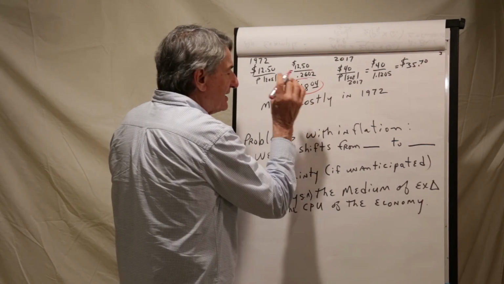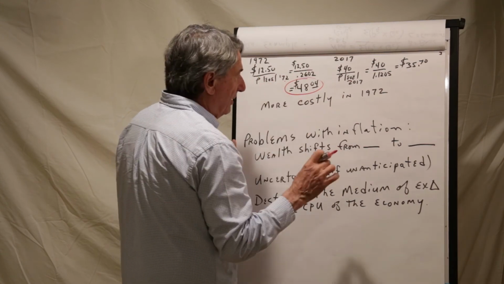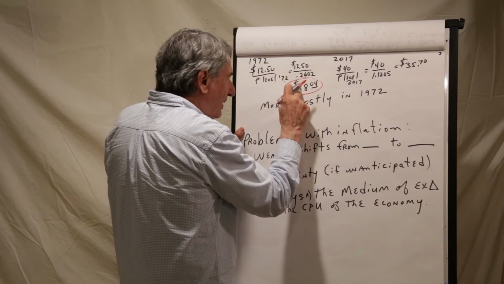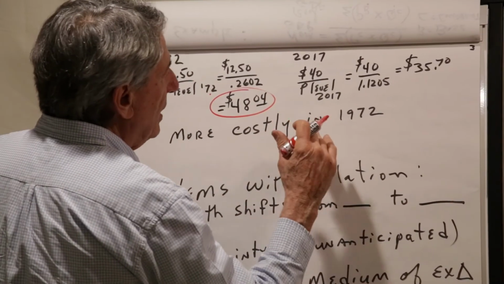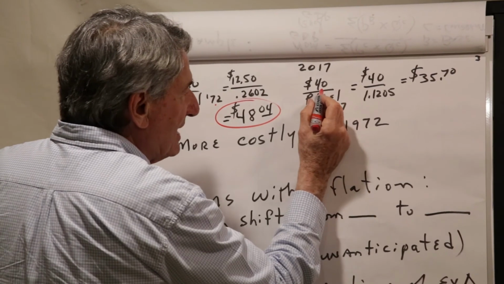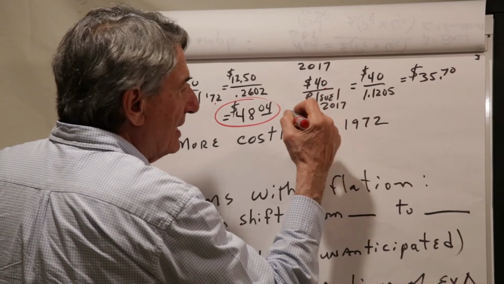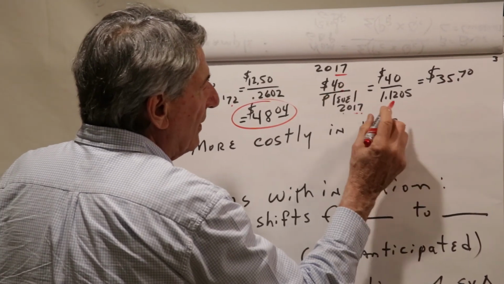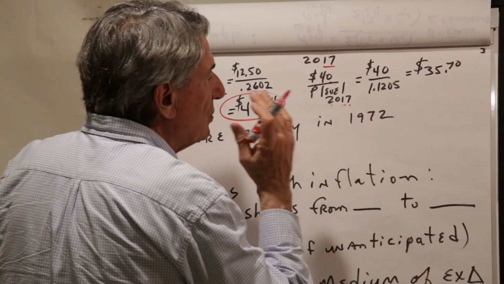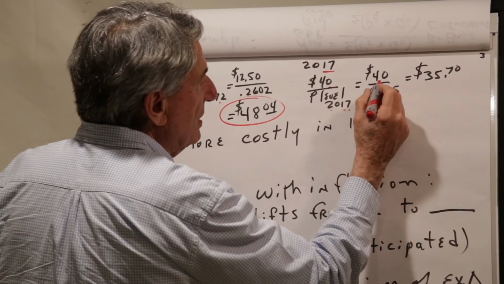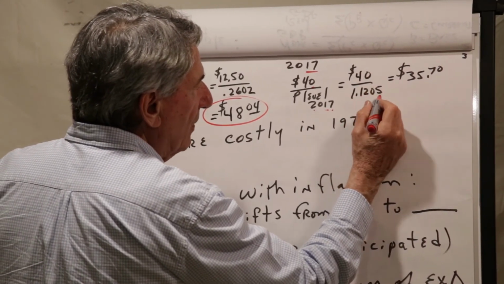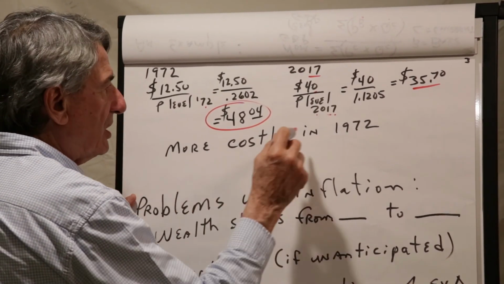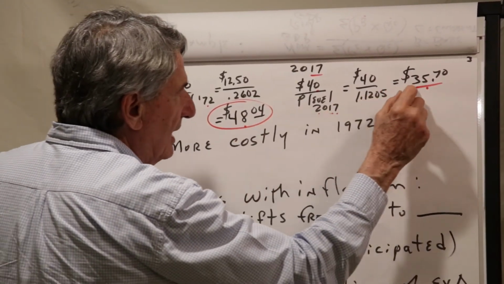This 48.04 is the value in base year dollars. So we've converted this 72 price to 2010 dollars. Then 2017 it cost $40, but prices had changed, so we divided by the price level for 2017 to kick it back into 2010 prices. So 40 divided by 1.1205 is $35.70. So in which year were the dozen roses more costly?